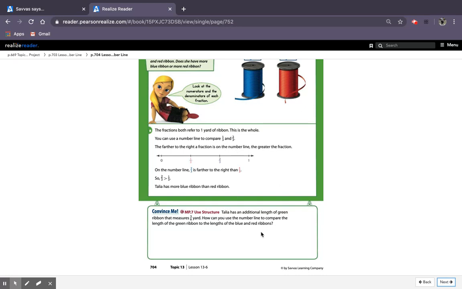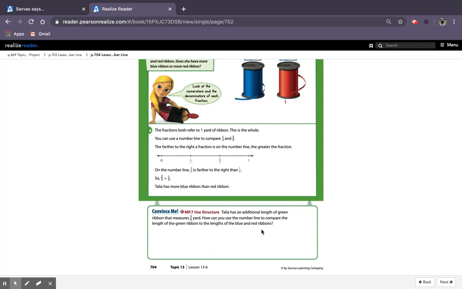So the convincing section down here says Talia has an additional length of green ribbon that measures 3/6 of a yard. How can you use the number line to compare the length of green ribbon to the lengths of blue and red ribbon? So I'm just going to read a verbal answer for this, and I'll also be going over this in a Zoom. So if it doesn't make full sense, I can go back to it.